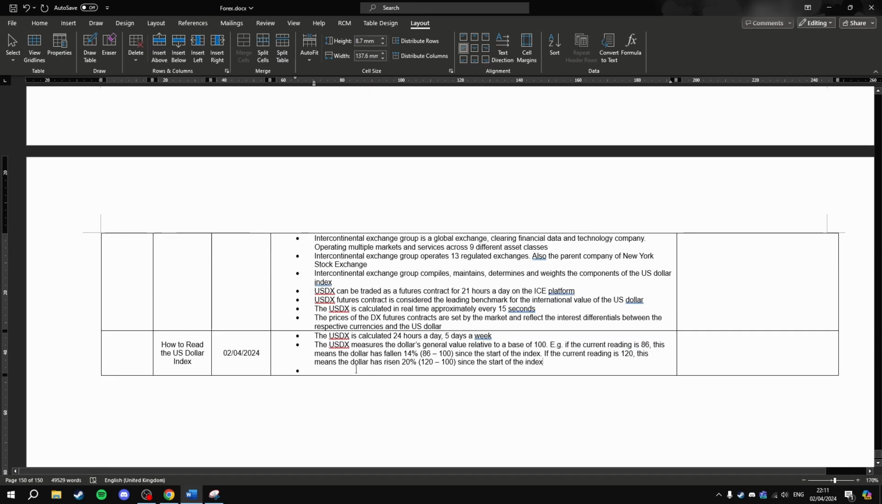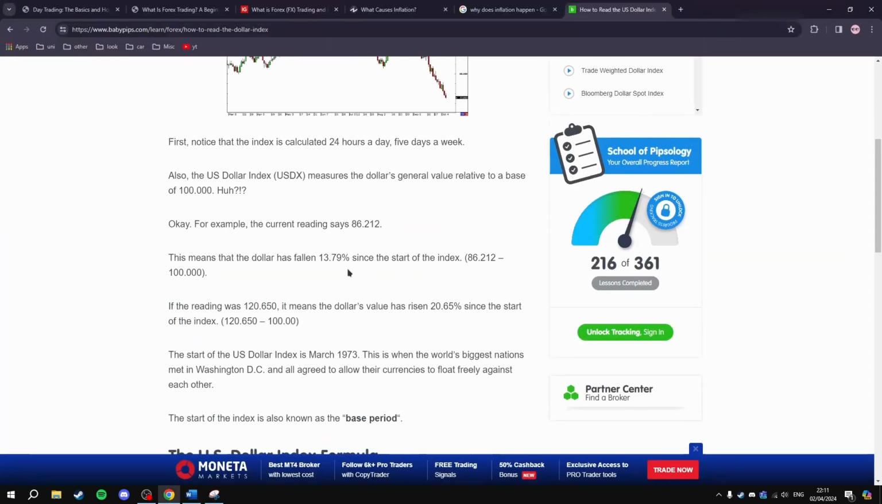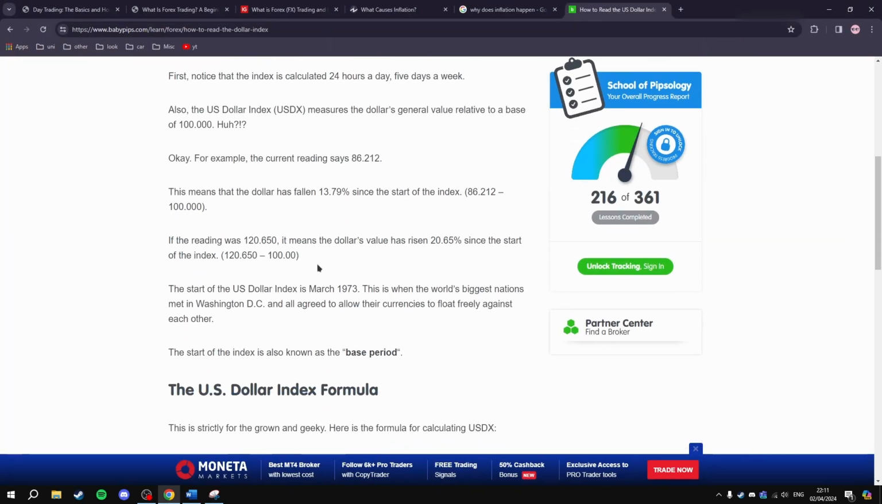Wait, start of the index? When is the start of the index? Okay, here we go. The start of the US dollar index is March 1973.